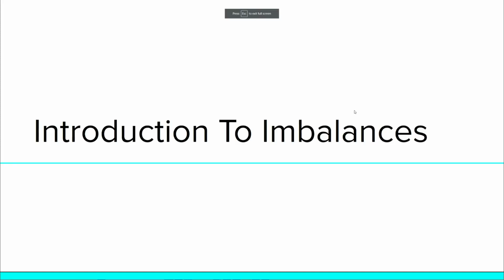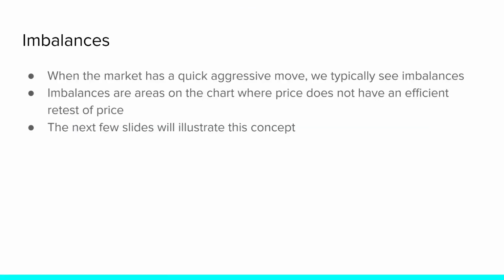Now guys, we're going to talk about what imbalances are. Imbalances are very simple. Essentially, when the market has a quick, aggressive move, we're typically going to see imbalances in price. Imbalances kind of act like a gap. When you see a strong, aggressive price move, you're going to see specific areas on the chart where the price never really retested.